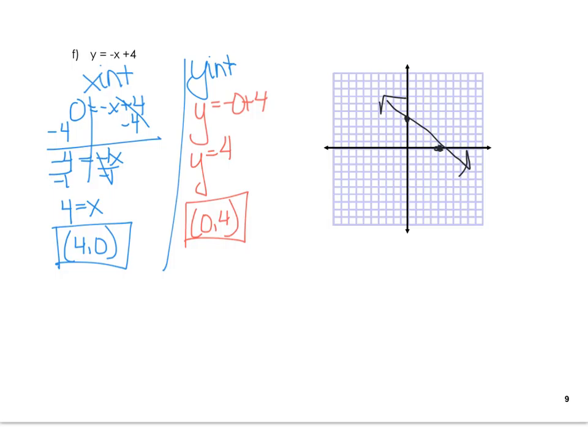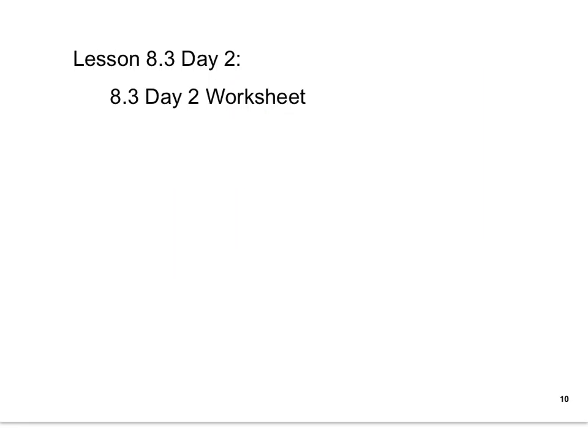And then when you're ready, your homework is the 8.3 Day 2 worksheet. Again, you are finding intercepts through the whole worksheet and then graphing each intercept to make the line then.